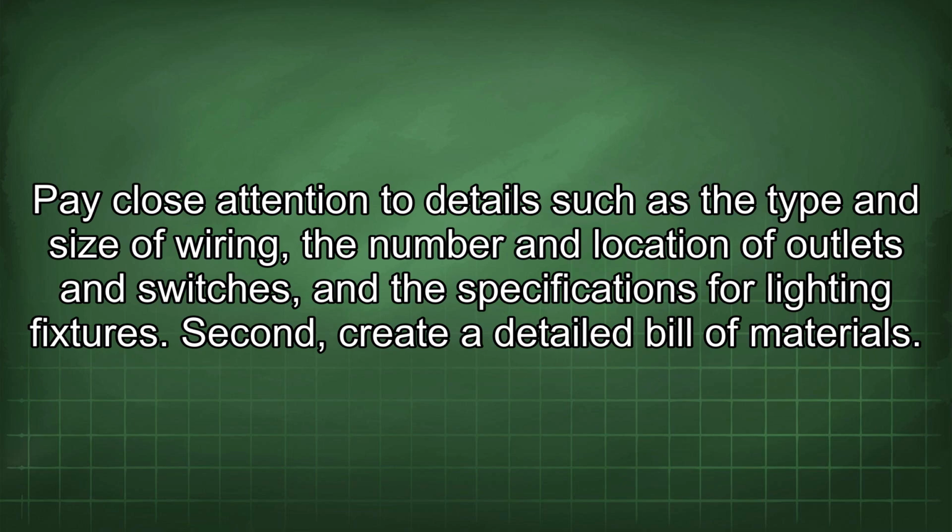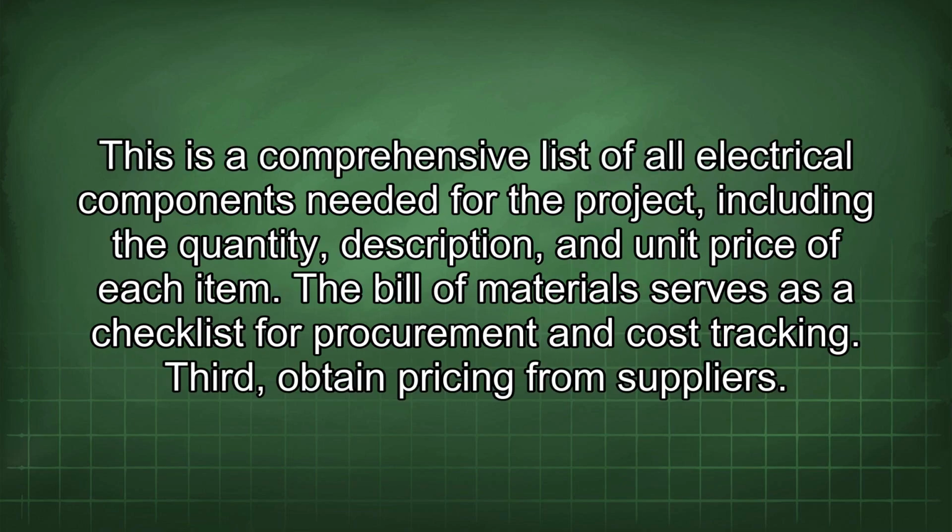Second, create a detailed bill of materials. This is a comprehensive list of all electrical components needed for the project, including the quantity, description, and unit price of each item. The bill of materials serves as a checklist for procurement and cost tracking.